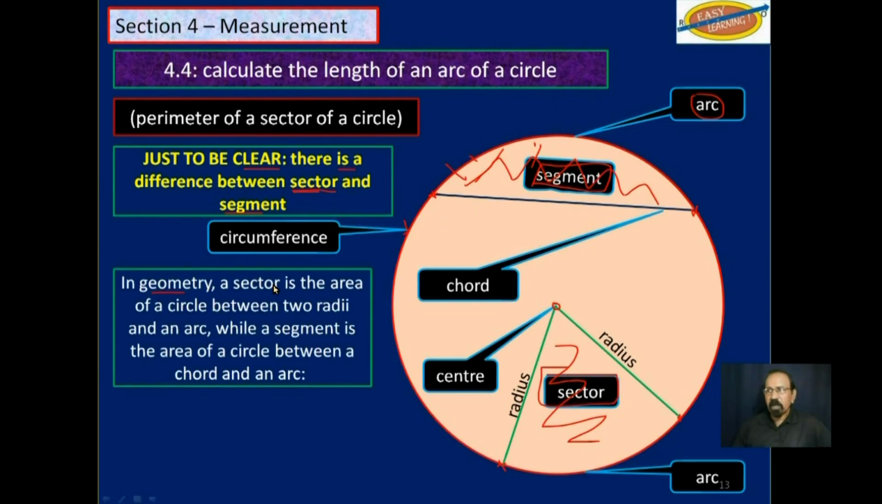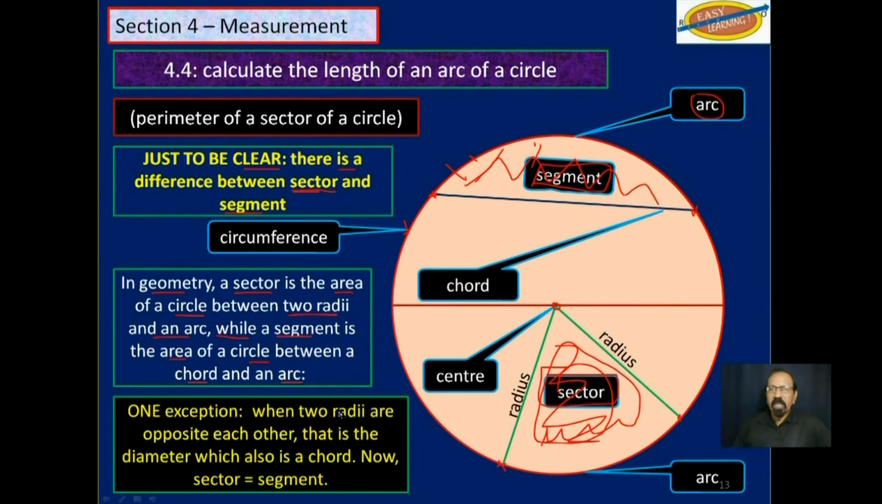In geometry, a sector is the area of a circle between two radii and an arc. That's here. This is the sector. Two radii and an arc. While a segment is the area of a circle between a chord and an arc. Between a chord and an arc.